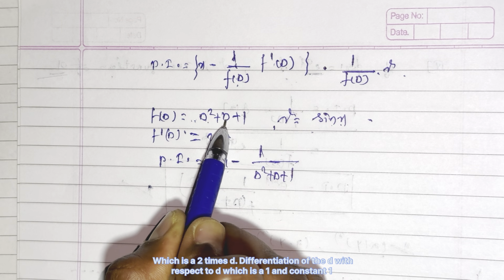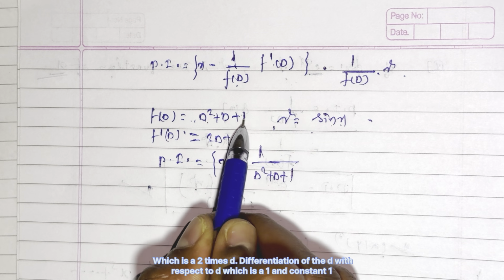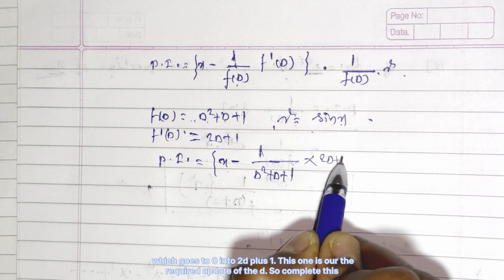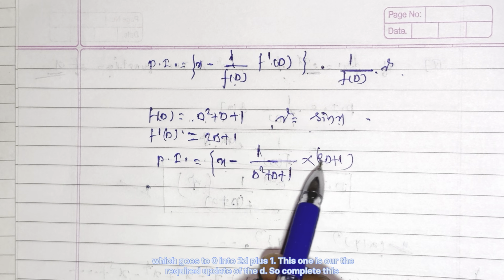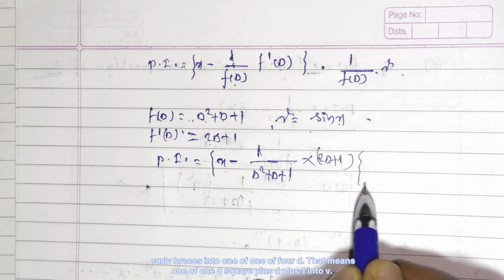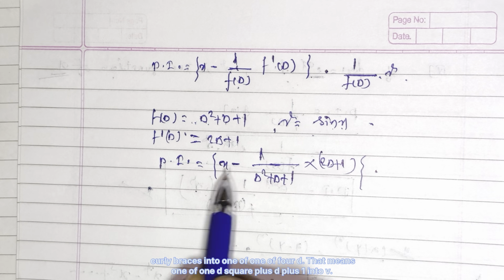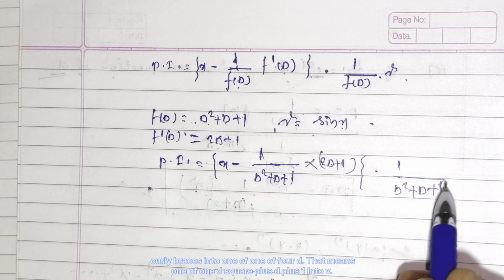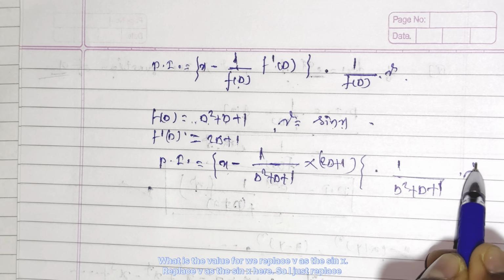Okay, differentiation of d with respect to d is 1, and the constant 1 goes to 0. So we get 2d plus 1. This one is our required f dash of d. So complete these curly braces: 1 upon f of d, that means 1 upon d square plus d plus 1, into v. What is the value of v?